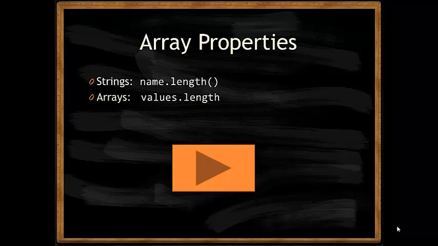Last thing I want to talk about is array properties. When we worked with strings, we could find the length of a string using the method called length. Name.length, and it would return the length of the string. Arrays also use length, but it's a property, not a method. So if I wanted to find the length of an array, for example, if the array name is values, I do values.length. Okay, we're going to take a look at some NetBeans projects to help reinforce what we just talked about.